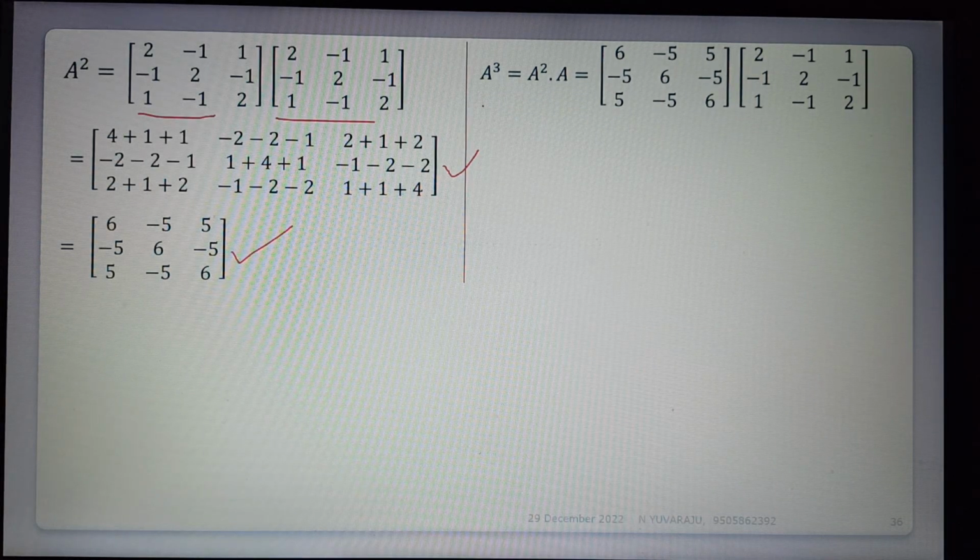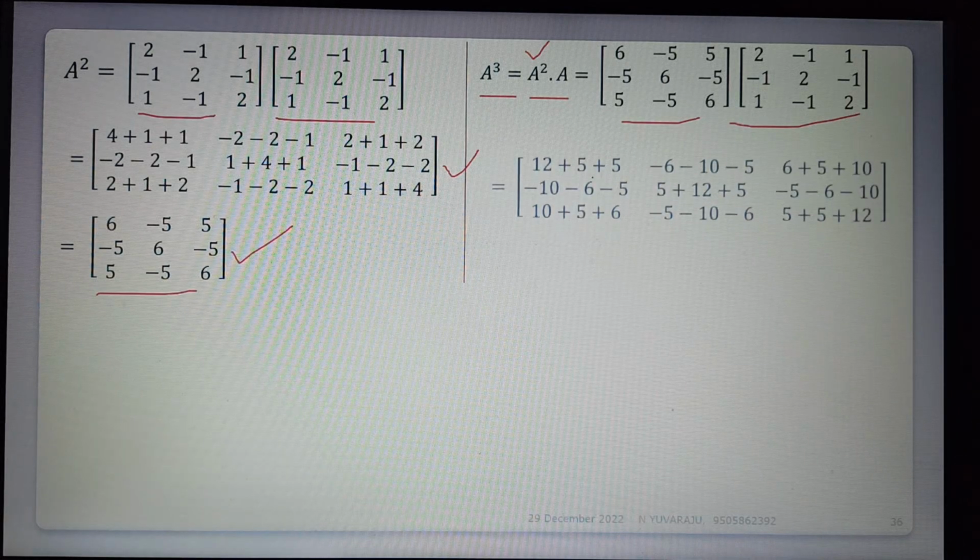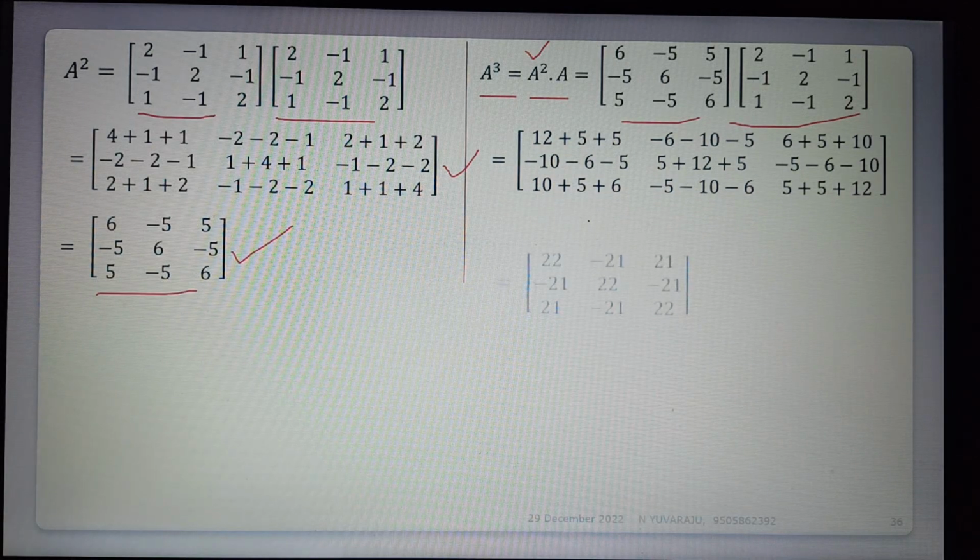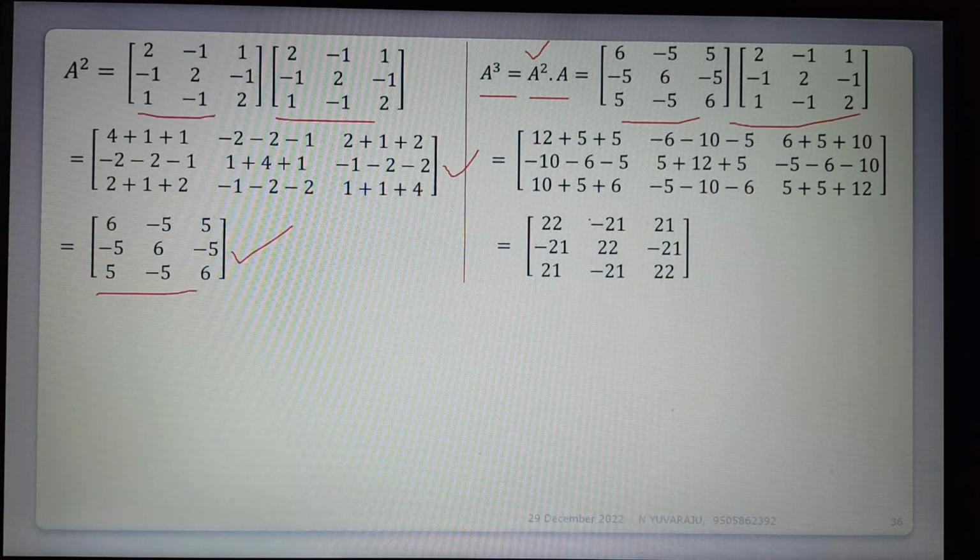A cube is equal to A square into A. So A square is already found, this matrix into the A matrix. A square into A, with the same procedure. Now multiplication of the two matrices, with the same simplification. So this is A cube. Okay?